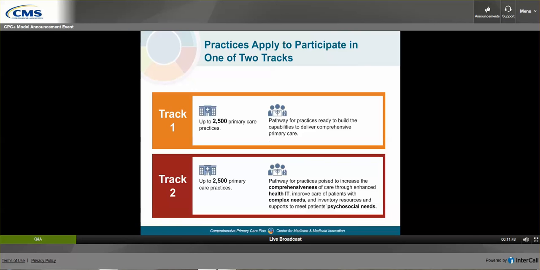In Track 2, we will also have up to 2,500 primary care practices, and Track 2 is appropriate for those practices poised to increase the comprehensiveness of care using enhanced health IT, working on the care of patients with complex needs, and assessing patients' psychosocial needs and inventorying resources and supports to help meet those needs.